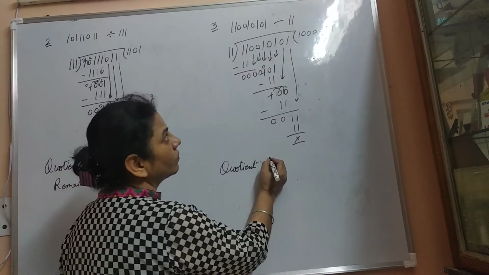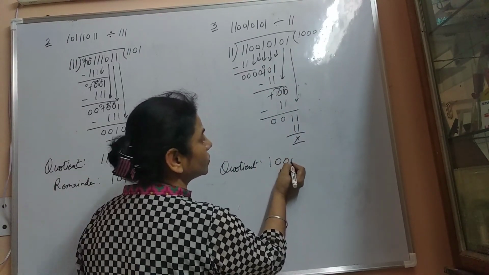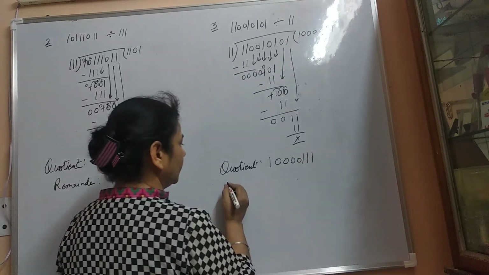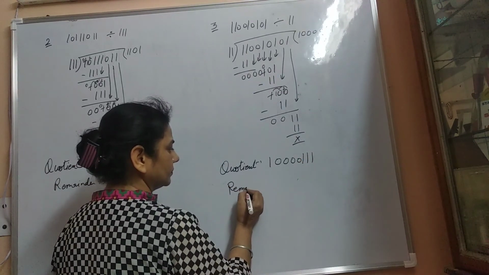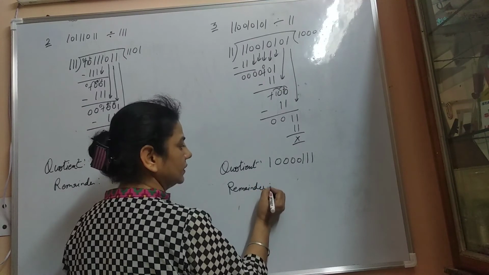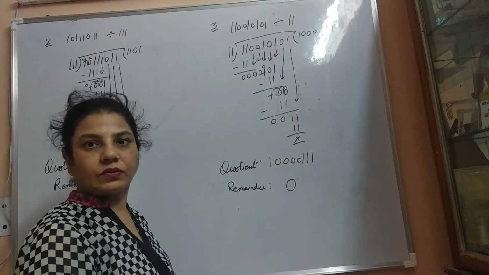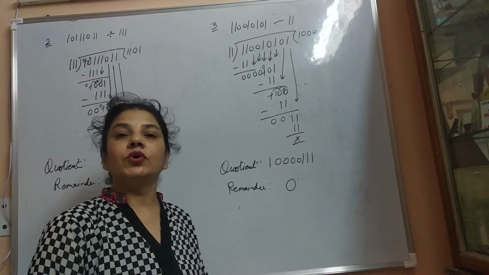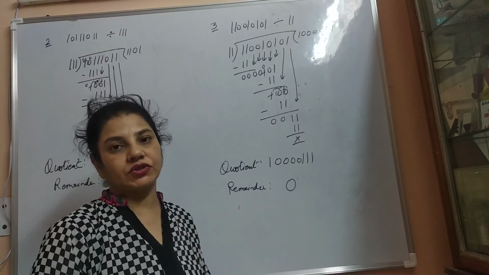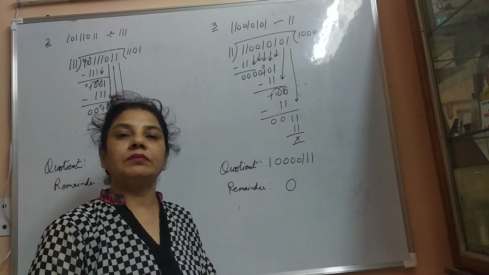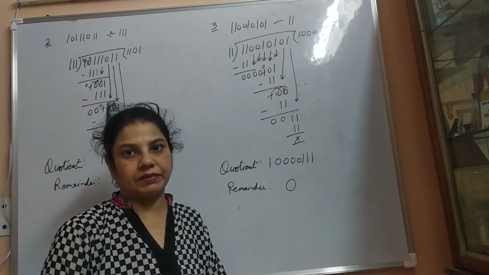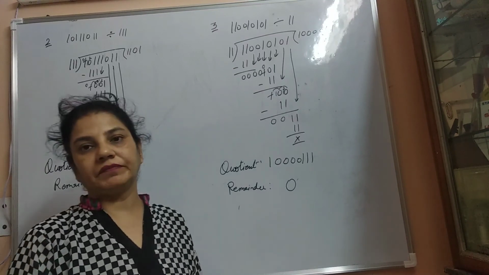Now we can see that in this particular case, the quotient is 1, 1, 1, then 0 four times, and then 1, 1, 1. The remainder in this case is 0. This is how the division is done. Regarding subtraction, you can watch my video on subtraction of binary numbers, to see how the numbers have been subtracted. That will make it easier for you to do the division part.